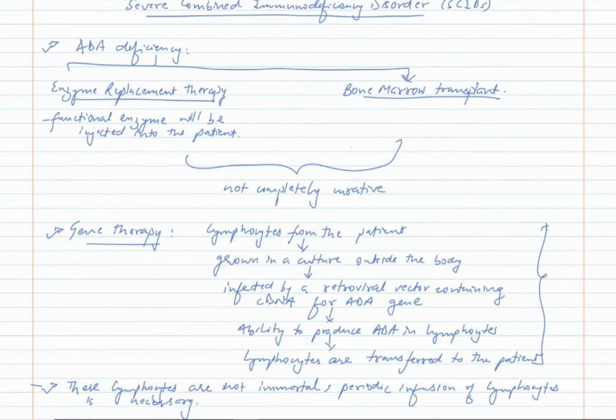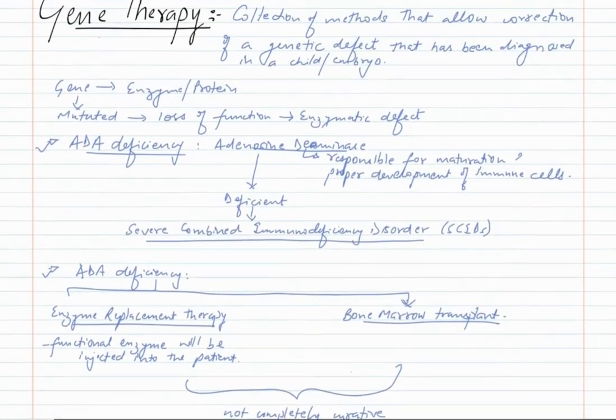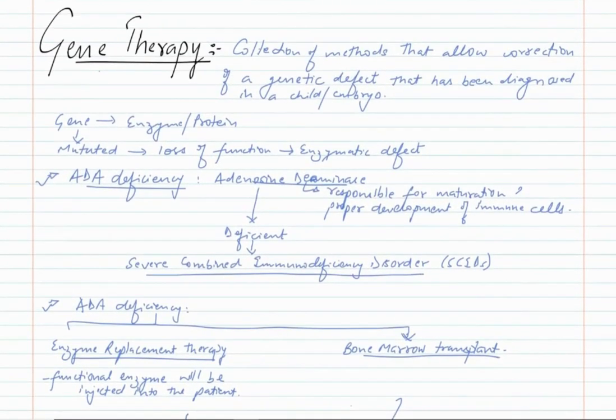In this manner, by providing the gene to the lymphocytes, we can treat ADA deficiency patients. So with this, we finish off with this topic on gene therapy.